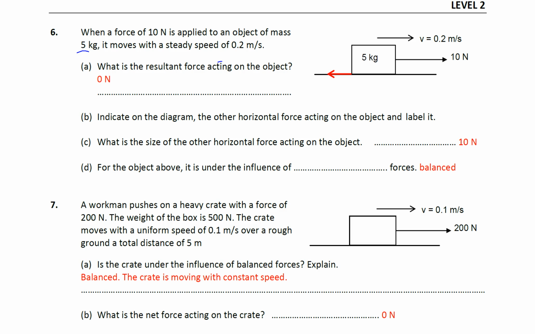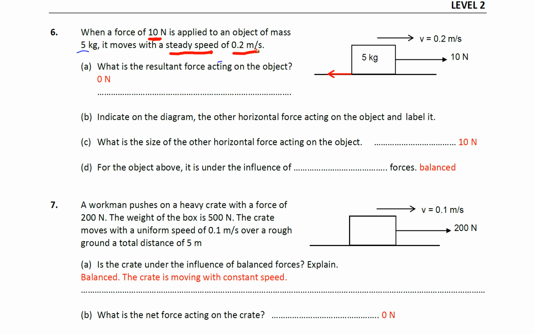Okay, let's take a look at the example at the level 2 dynamics worksheet, question number 6. When a force of 10 Newton is applied to an object of mass 5 kg, okay, let's underline the keywords. A force of 10 Newton, and it moves with a steady speed. Alright, steady speed is what we call constant speed. Another word for it is uniform speed, okay, of 0.2 meters per second.